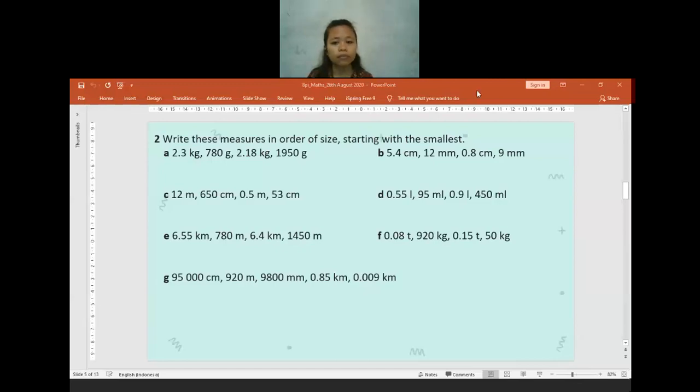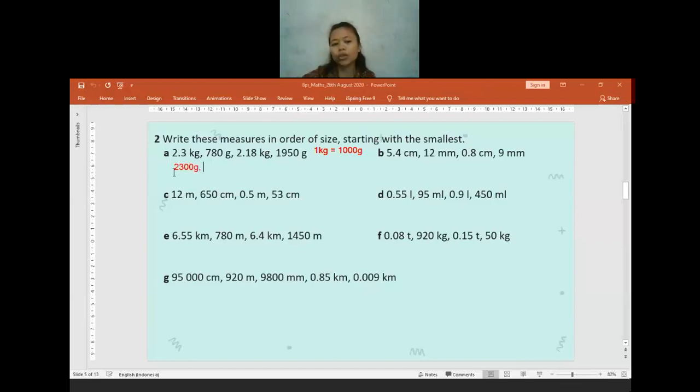KG. I think grams. Okay, we can change into grams. So we know 1 kg is equal to 1000 gram. So later for those numbers which have a kg unit, we can multiply it by 1000. So for 2.3 kg, it will be 2300 gram.